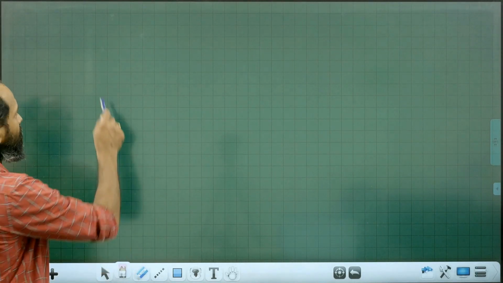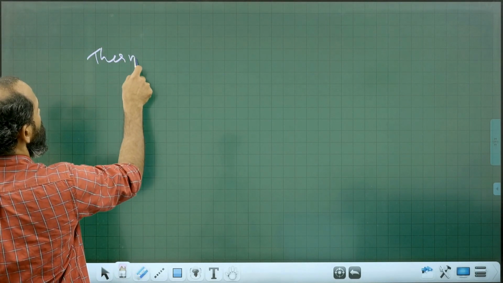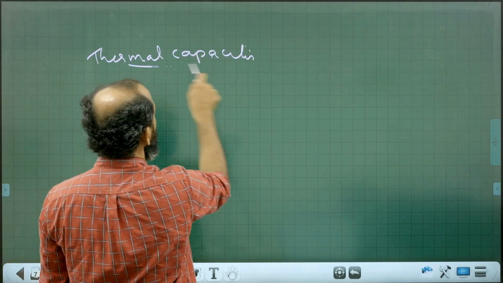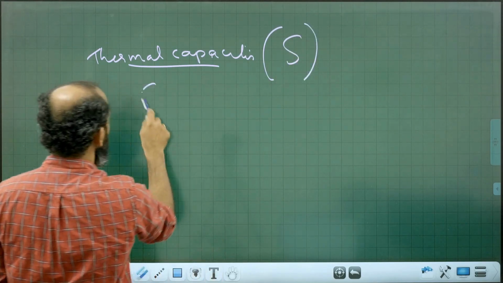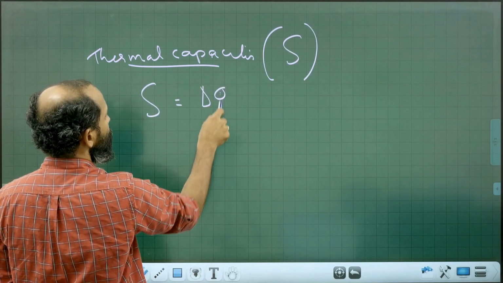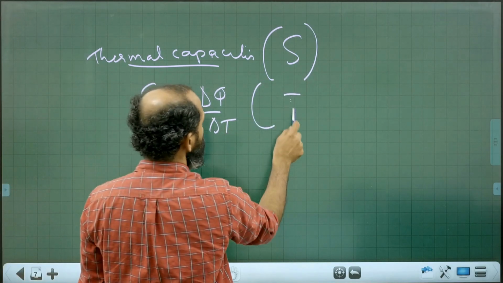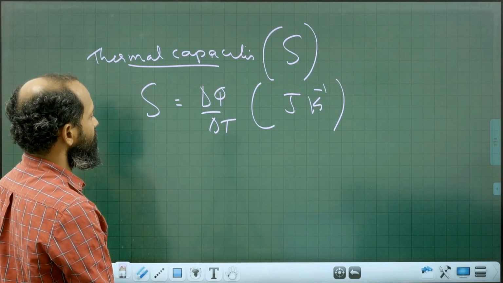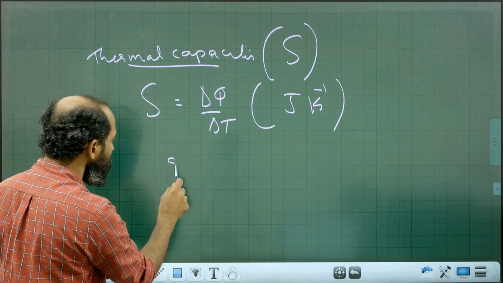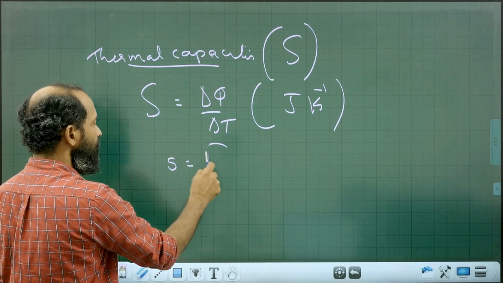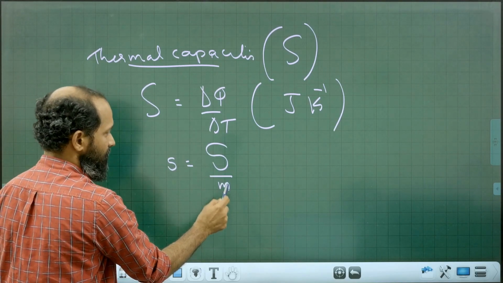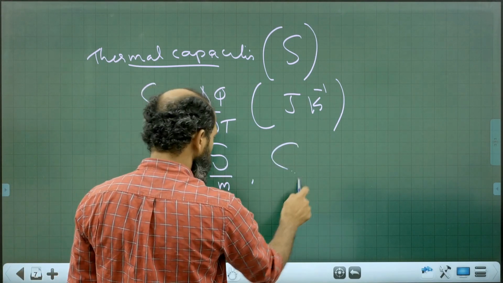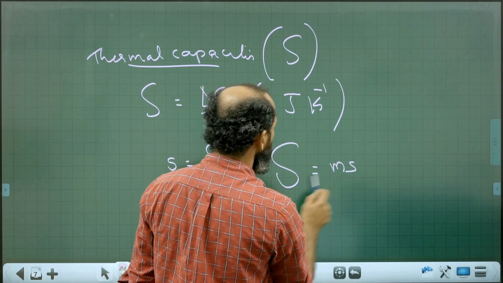It's important to note about thermal capacity. Thermal capacity, letter capital S is used. Capital S is given by delta Q divided by delta T and its unit is joule per Kelvin. Thermal capacity joule per Kelvin, delta Q by delta T. Specific heat capacity, small s is equal to thermal capacity per unit mass. Okay, thermal capacity per unit mass. So thermal capacity equal to mass times specific heat.